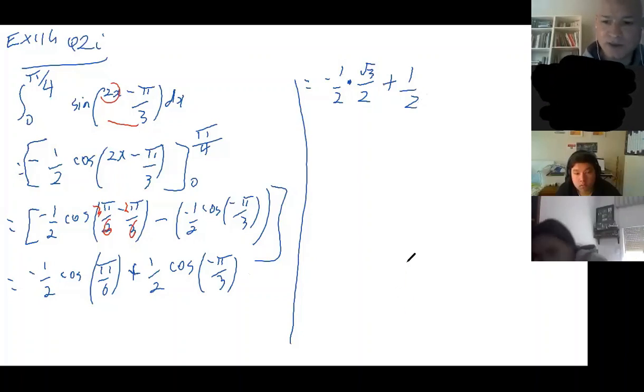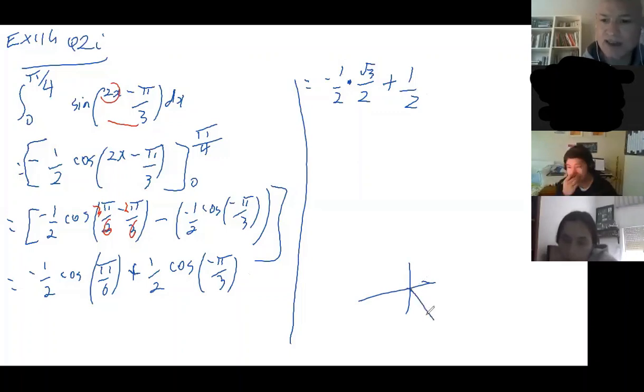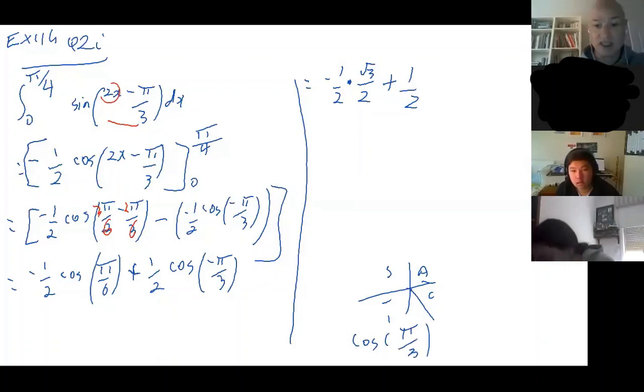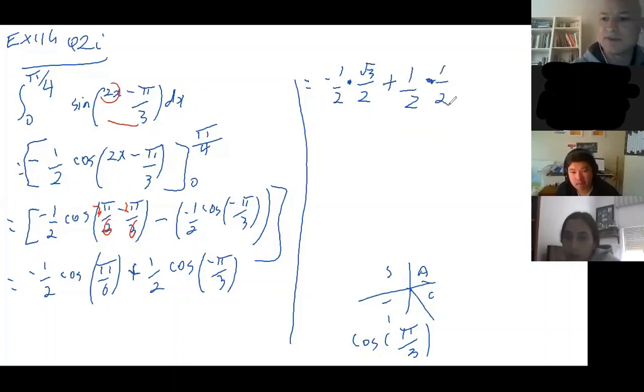Now I'm just going to quickly draw it down here. There's my quadrants. Negative pi on 3 is down here. Cos in that quadrant is positive. So this is really just cos of pi divided by 3. A negative won't matter. Now cos of pi on 3 is a half. So this becomes times by a half. Any questions there?